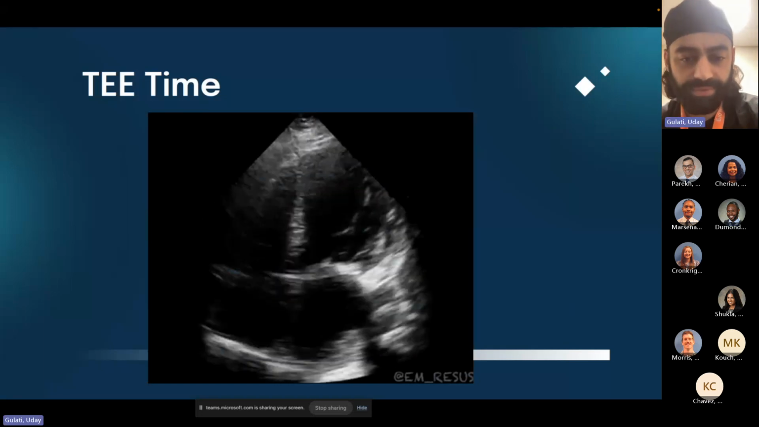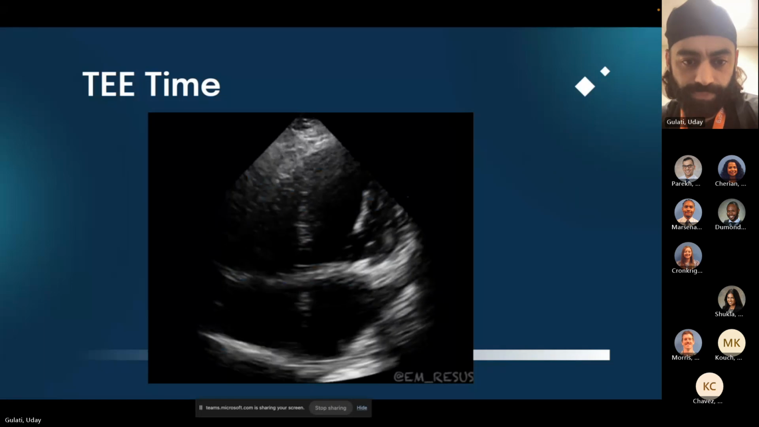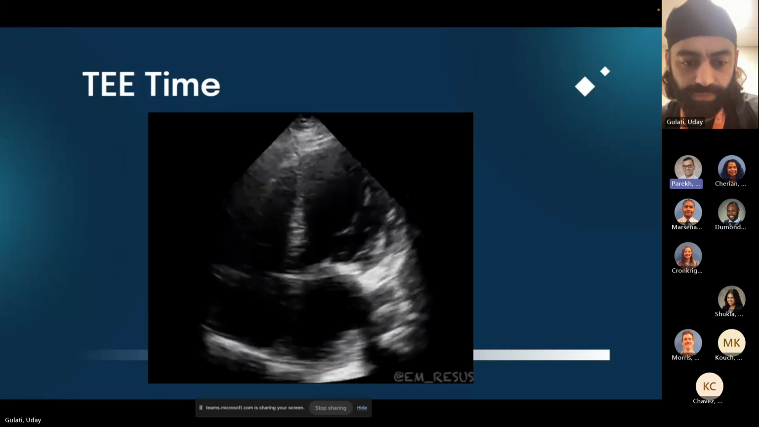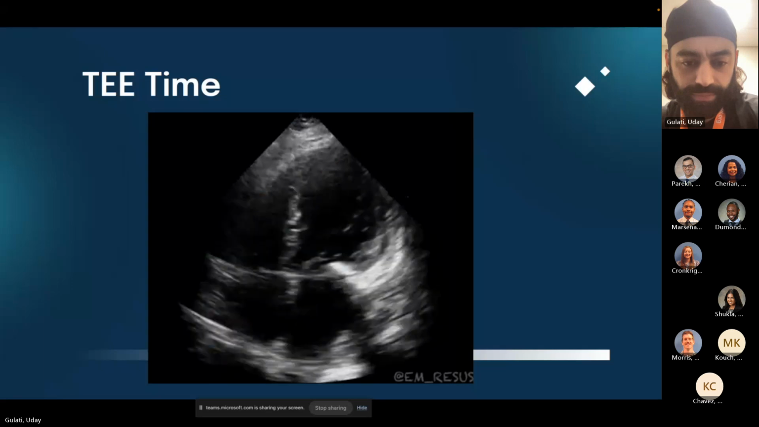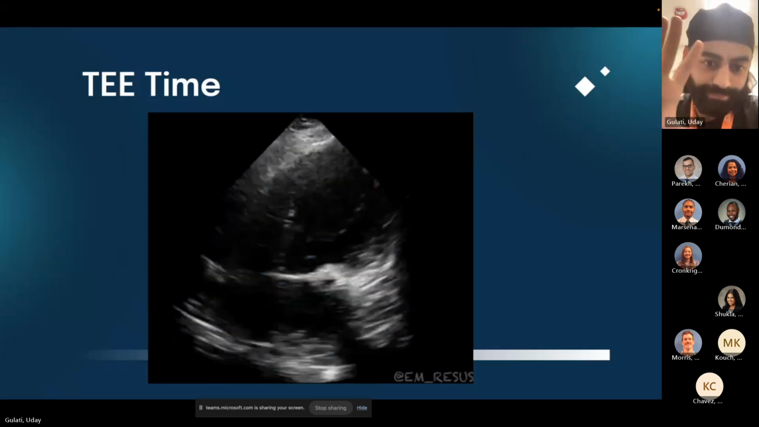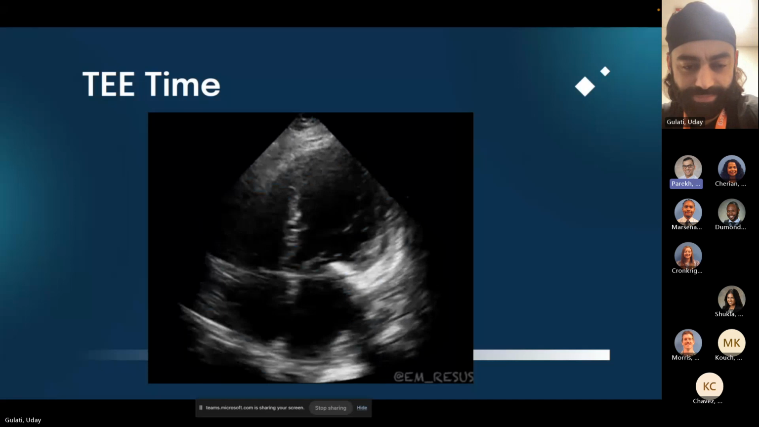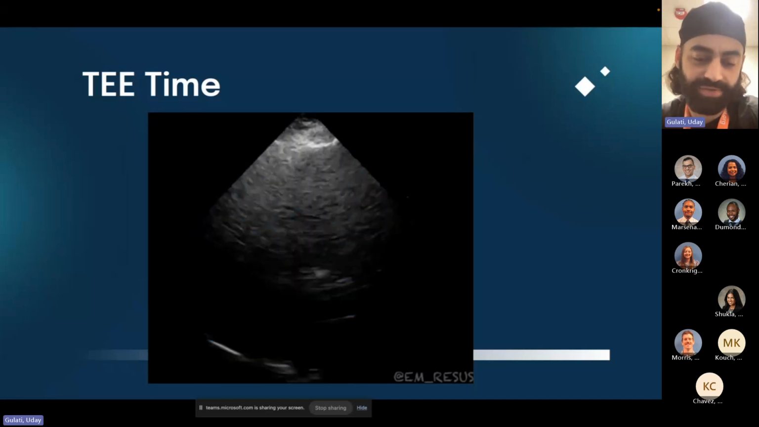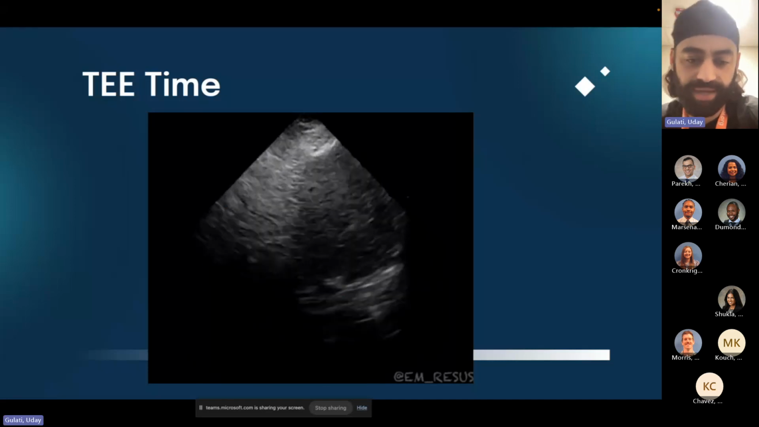Anyone have any idea? Along with Gibson? That looks like a standard apical 4. Yeah, but what's all this? Chest compressions. Yeah, right. So someone's actively undergoing CPR. This is the type of views that you will get.